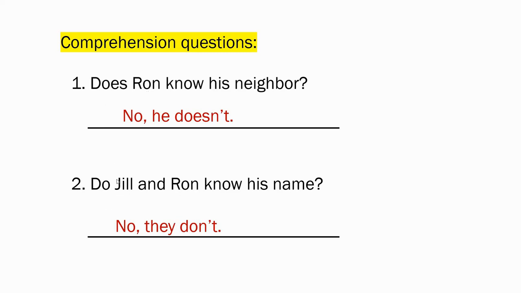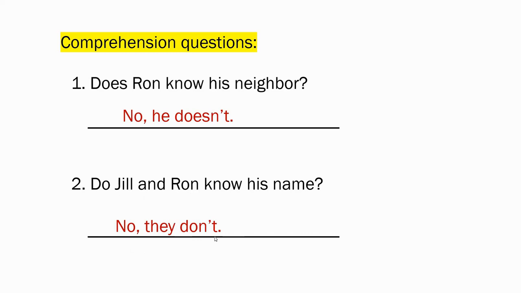And in the second question, we have do. Why is do? Because our subject is already plural, which are Jill and Ron. So we have to use do. Do Jill and Ron know his name? Since they don't know the name of their neighbor, of course, they would say no. So we refer they to Jill and Ron. And we would say, no, they don't.